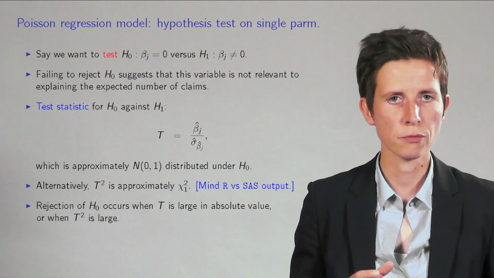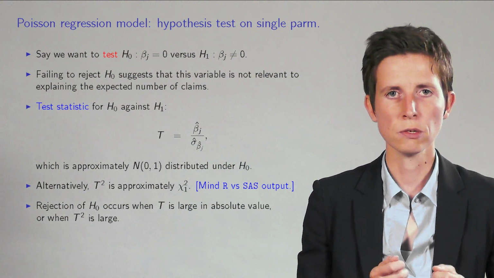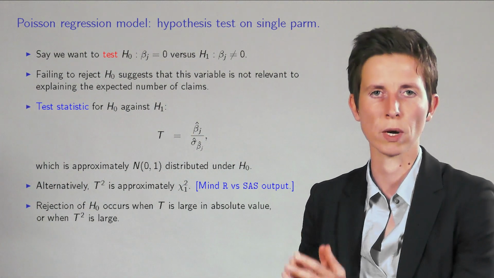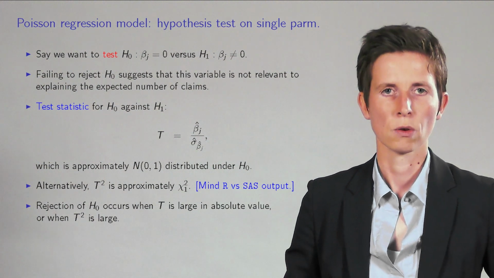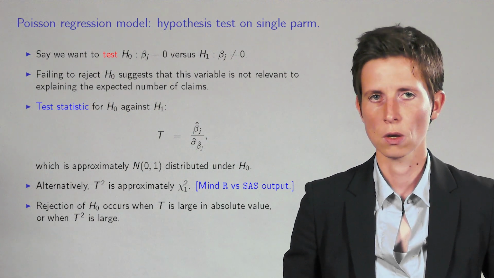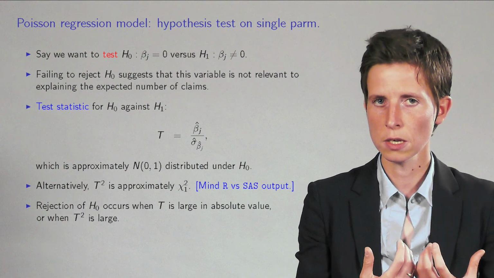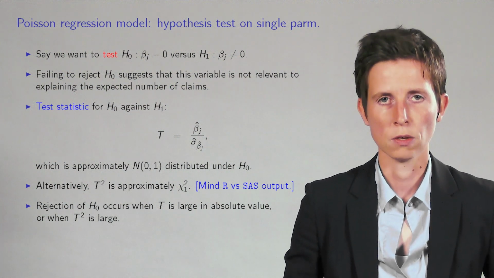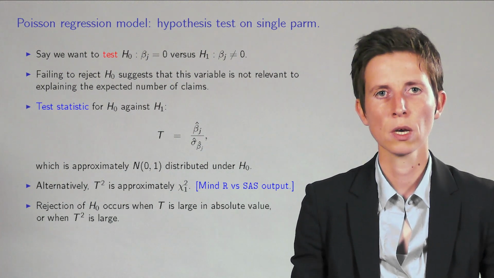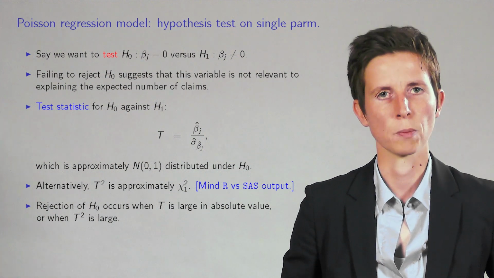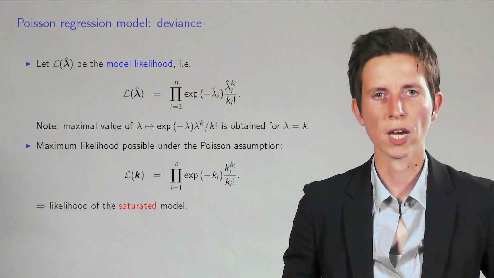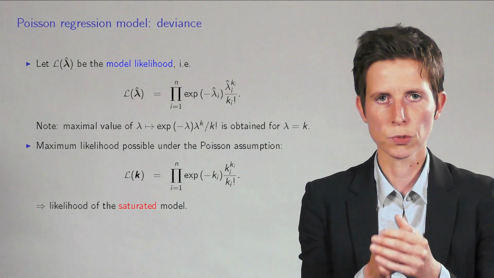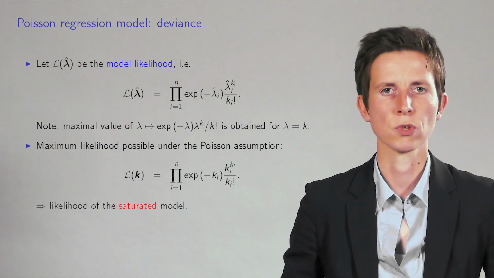Depending on the statistical software package that you are using, you will use the test statistic T, that's what R does, or you will use T squared, that's what SAS would do. Rejection of the null hypothesis occurs when the observed value of T is large in absolute value, or when the T squared is large. An associated p-value will be reported by the statistical software package.